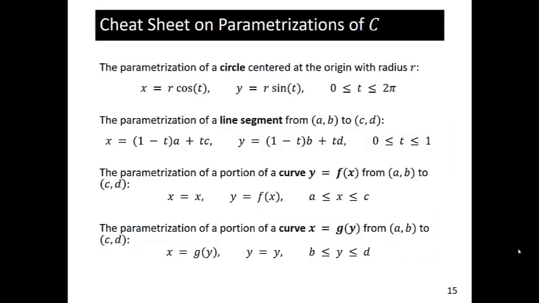Okay, one final thing. Here's a quick cheat sheet if you're curious on how we find these parameterizations. So there's often just an easy way to do it for a parameterization of a circle. We talked about a line segment. Also in the case where our curve is described as a function y equals f of x or a function x equals g of y. And we'll talk more about all of these in class and dive more into line integrals then. I'll see you then.